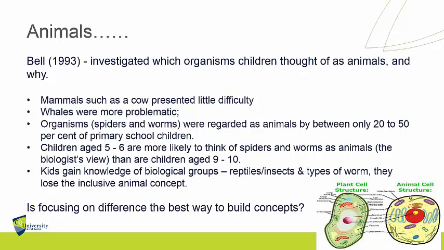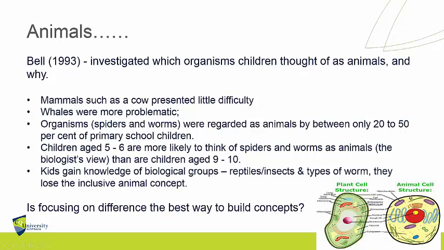Organisms such as spiders and worms are regarded as animals by only 20 to 50% of primary school children. Interesting, isn't it? Children aged 5 to 6 are more likely to think of spiders and worms as animals, the biologists' view, than children aged 9 to 10. So as they get older, there's a shift in their paradigm. Why? Because when we get them into schools, we start to fool around with their metaphor.